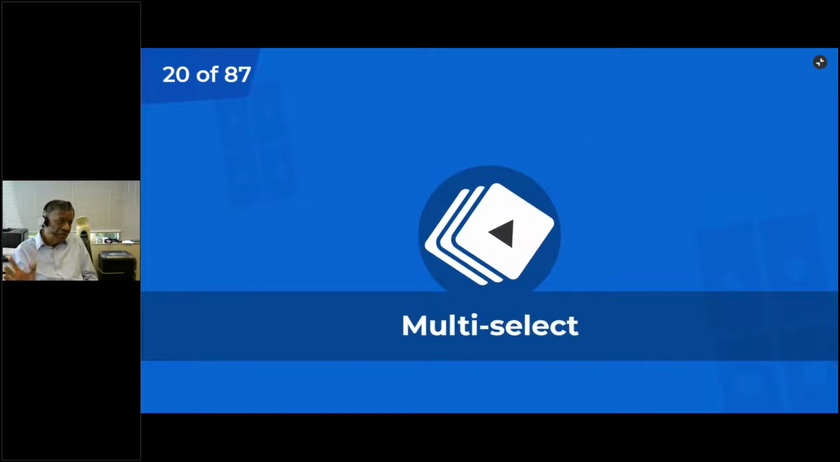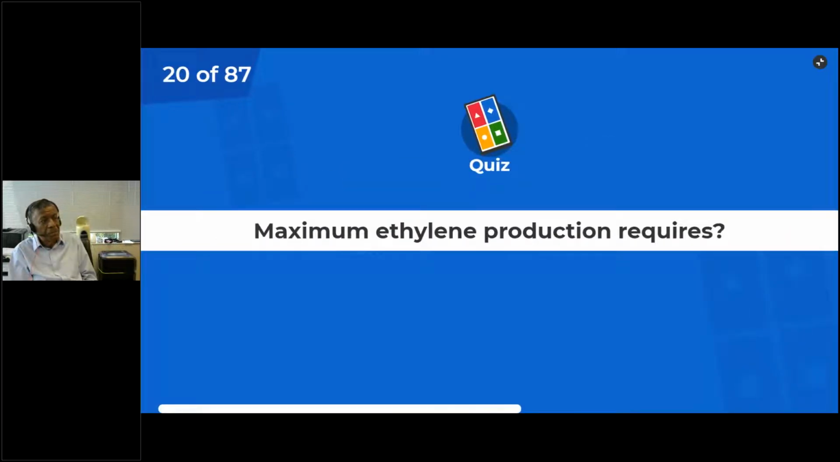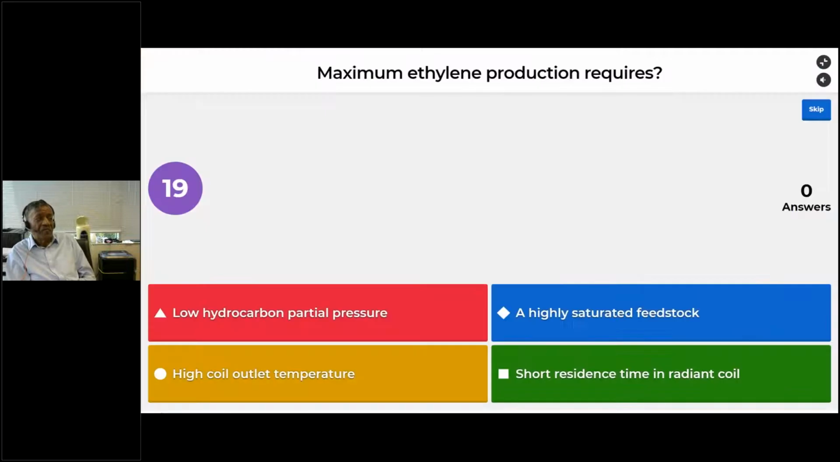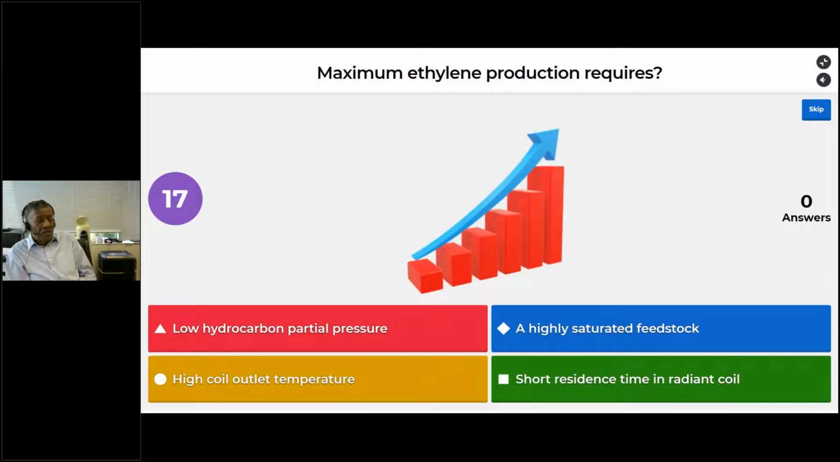All right, so maximum ethylene production requires what?